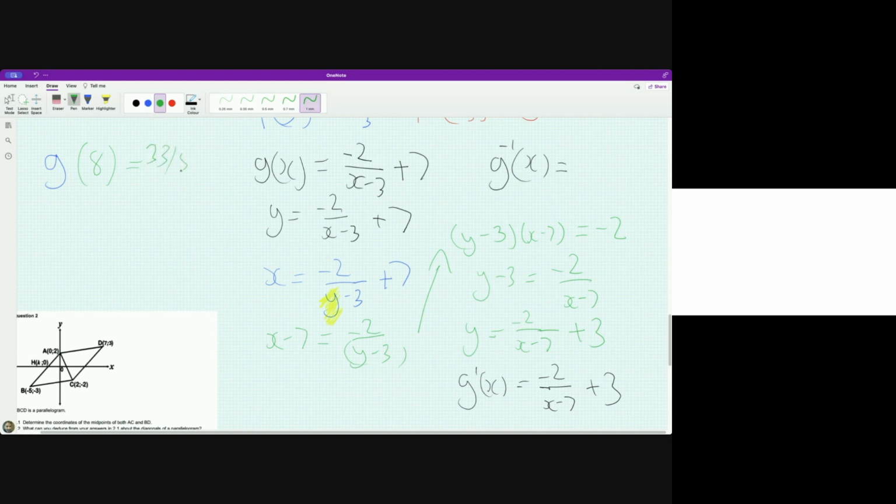And Tamia does as well. Now, what's the inverse of g of 33 over 5? So if you take 33 over 5 and you put it into this function here. Okay, so we can see, luckily, it is 8.